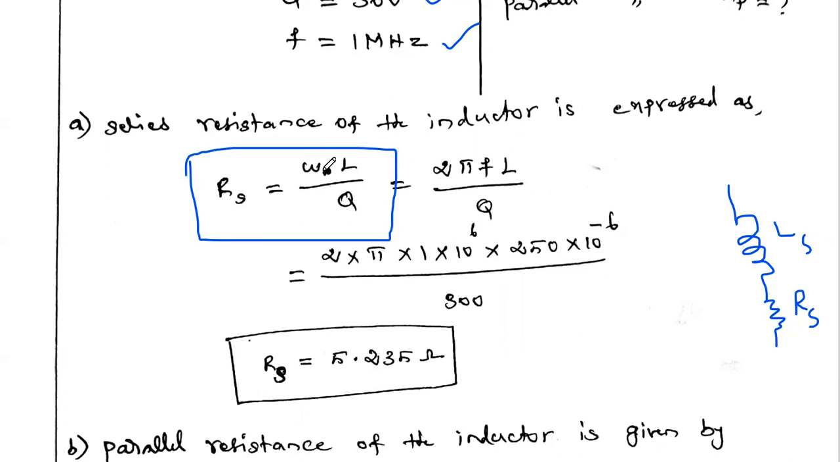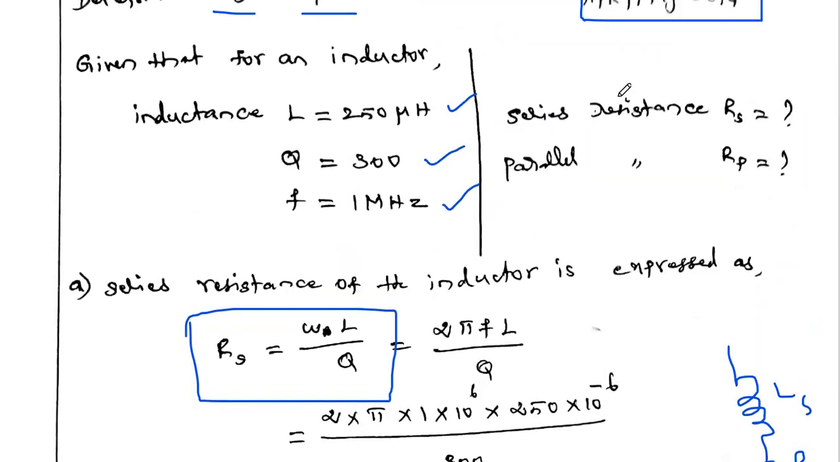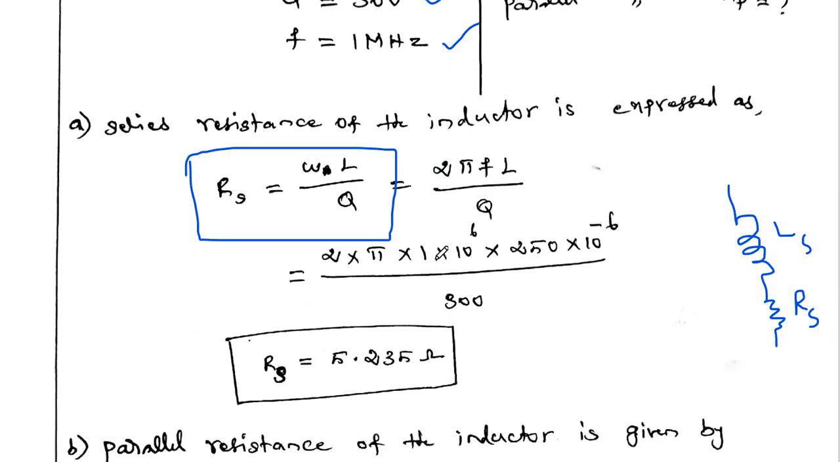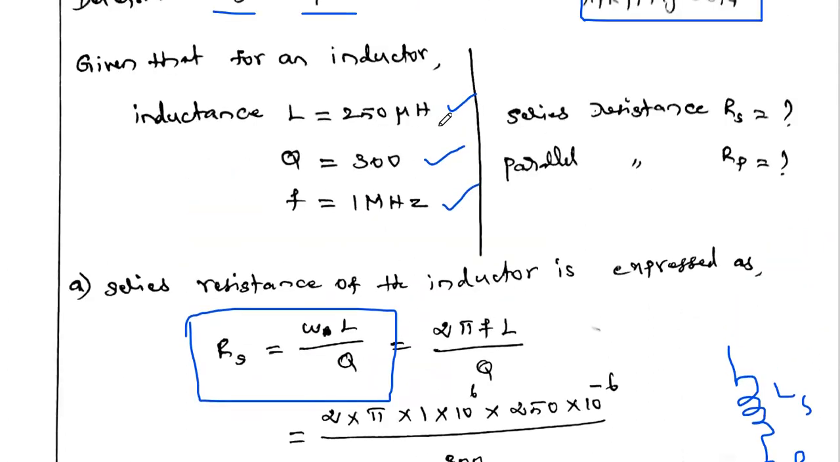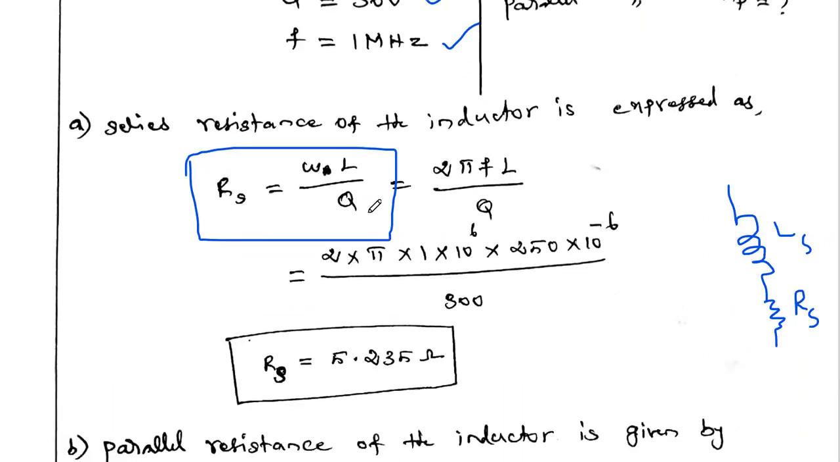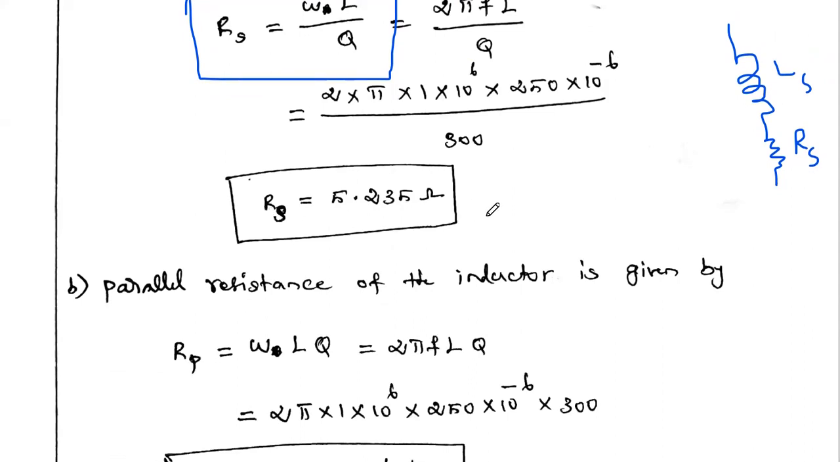Which is equal to omega. If we expand omega, we get 2 pi f. So 2 pi f L divided by Q. What is the frequency given? If the inductor is operating at a frequency of 1 megahertz, so frequency equals 1 into 10 to the power 6, into the inductor value, 250 microhenry, so 250 into 10 to the power minus 6, divided by the quality factor, which is 300. If we substitute these values, we get the series resistance of the inductor as 5.235 ohms.